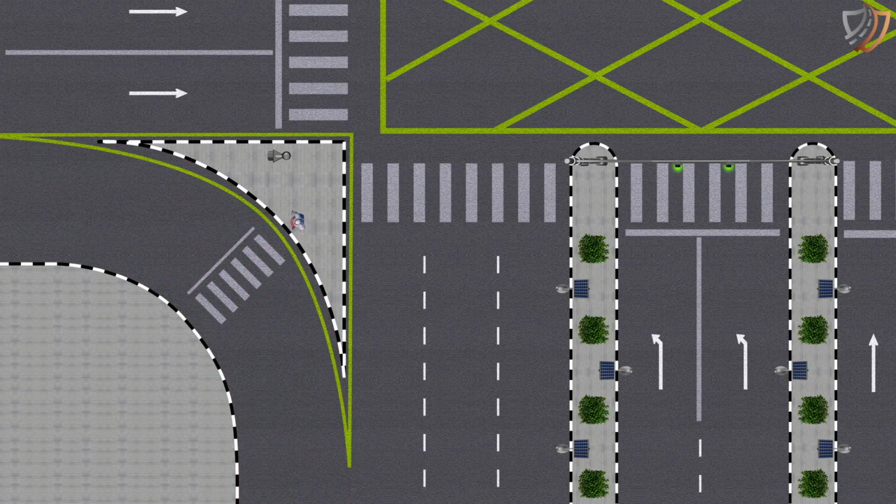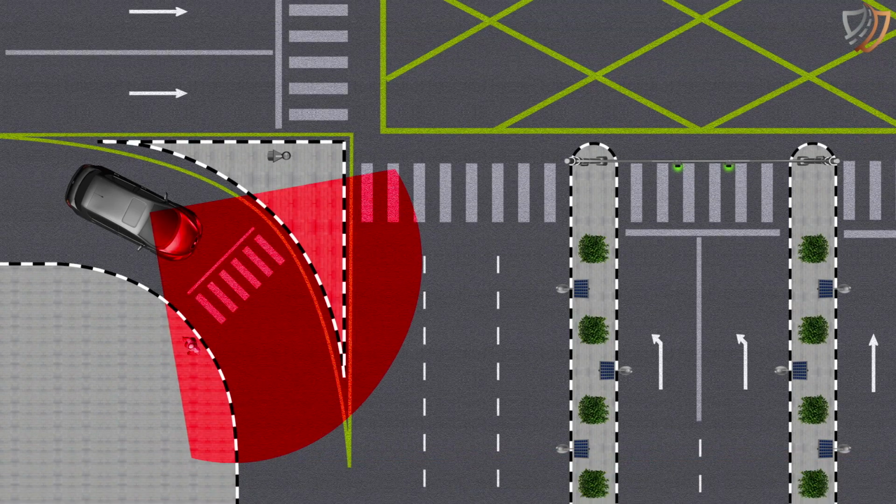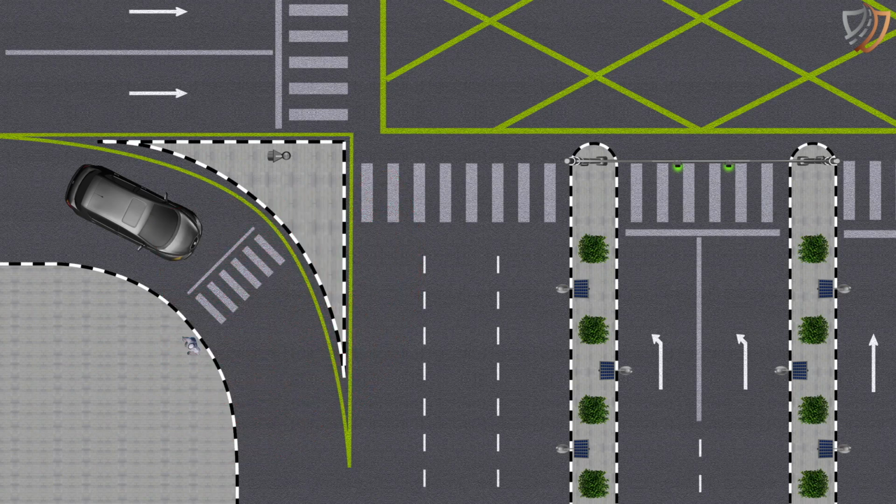While approaching the slip lane, follow the MSPSL routine. Check mirrors. Turn on the right indicator. Position the vehicle in the center of the lane and reduce the speed. Look around for potential hazards, such as pedestrians or cyclists at the pedestrian crossing, in the middle of the slip lane, and vehicles on the main stream.